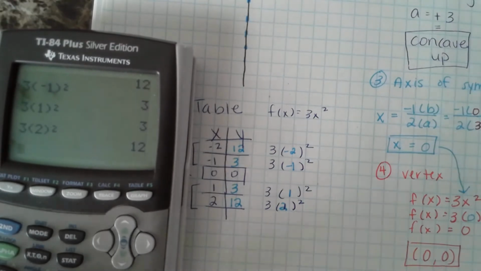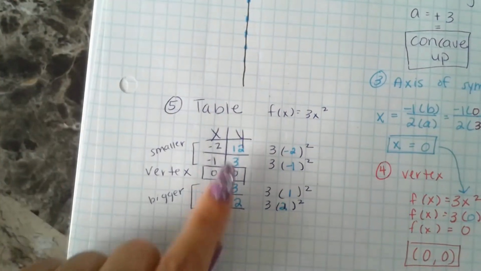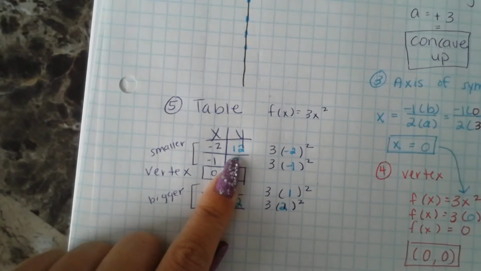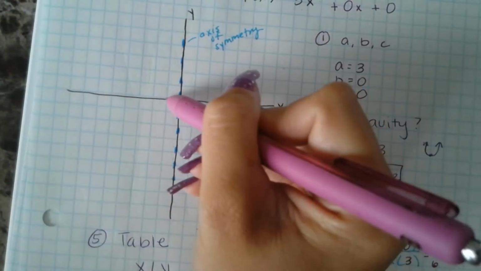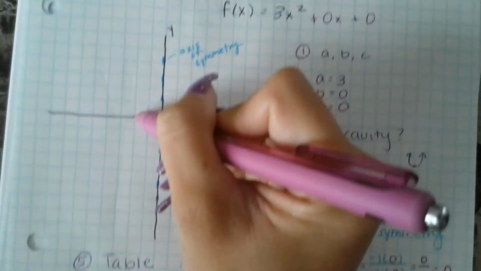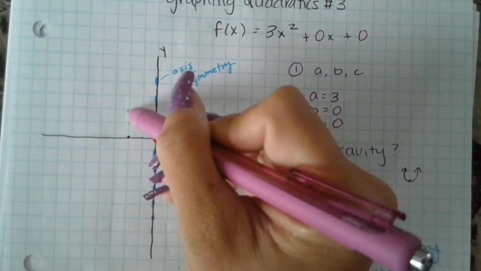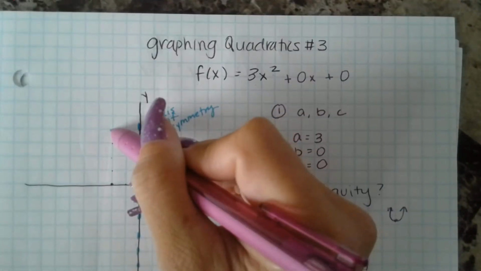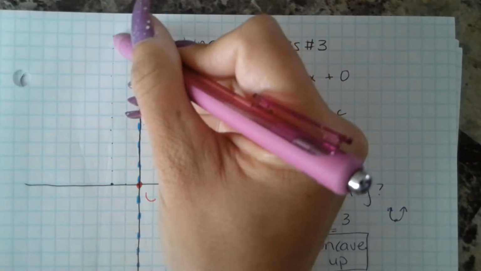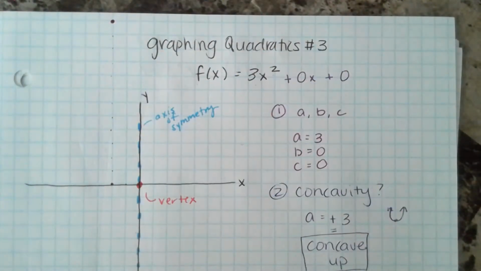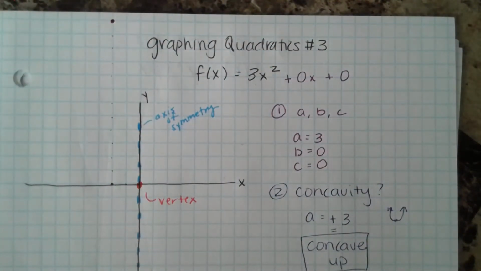So let's go ahead and plot our points. So we have -2 and 12. Okay, so -2, we're going to go to the left 2, 1, 2, and we're going to go up 12. 1, 2, 3, 4, 5, 6, 7, 8, 9, 10, 11, 12. Right here. It almost fell off of my paper. That's okay. We're just going to keep going with it, okay?